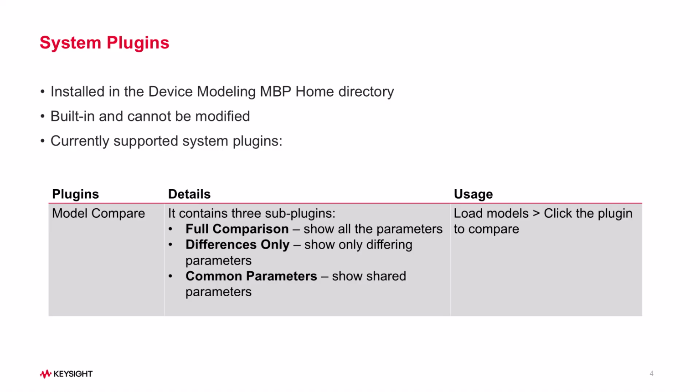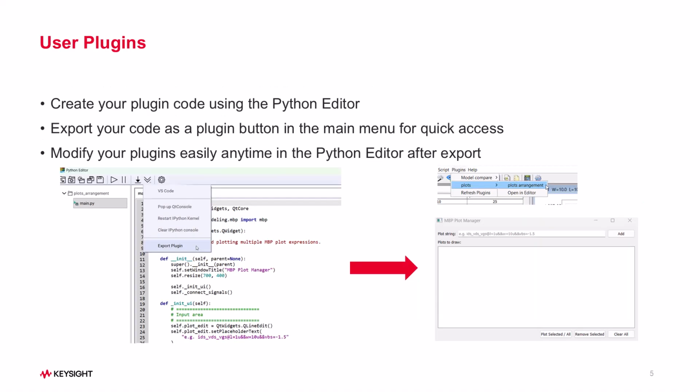User plugins are custom tools you create by writing code in the Python editor and exporting it as a plugin button, which appears in the main menu. This allows you to quickly access your custom functions and streamline your modeling flow. For example, you can design a plugin to arrange plots in the MBP main window according to your preference, making it easier to balance different device performance metrics.